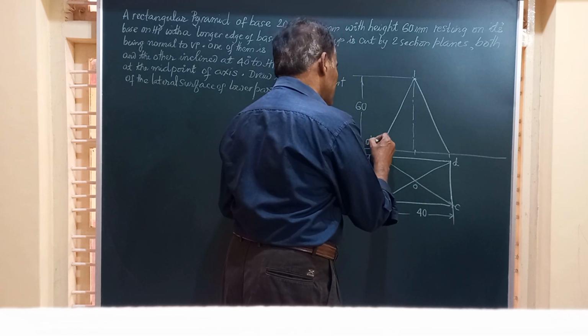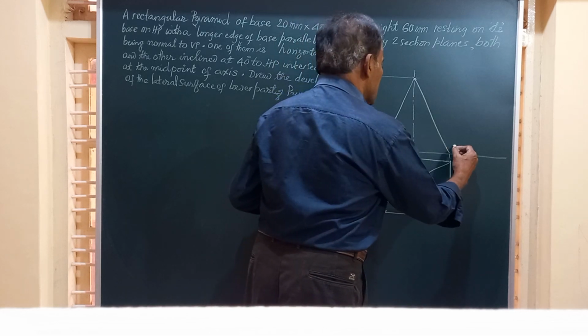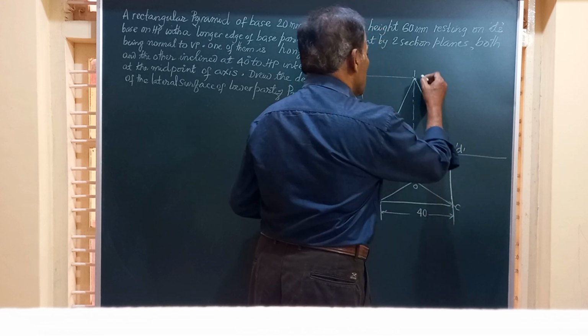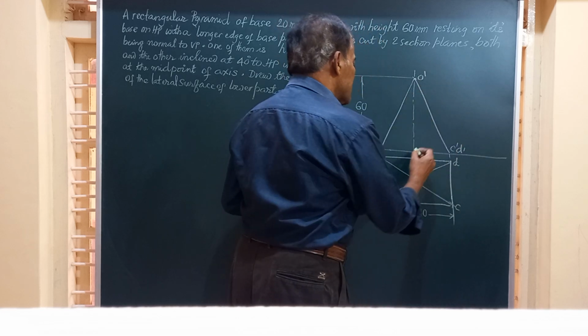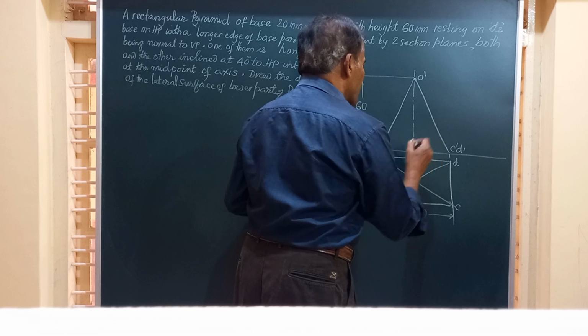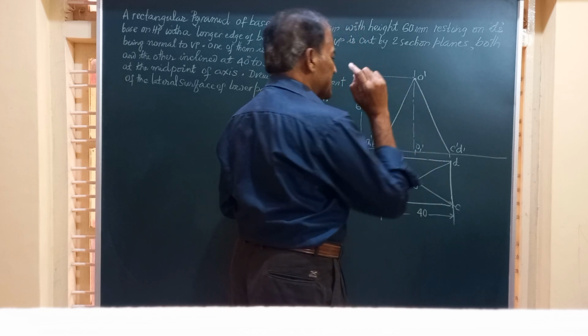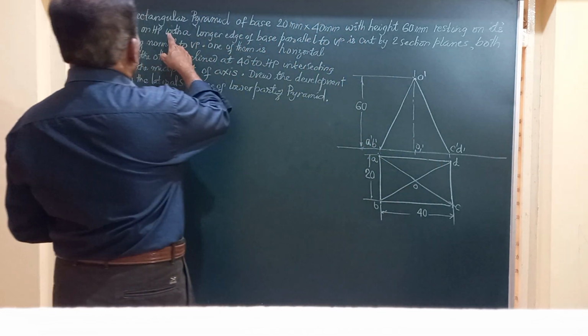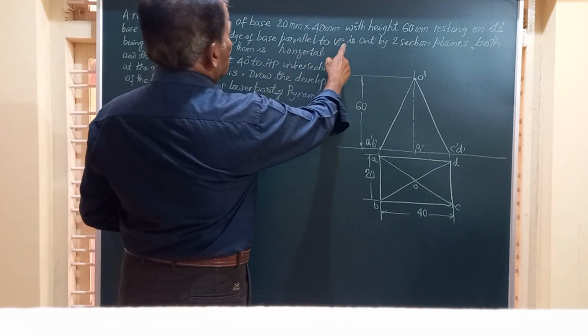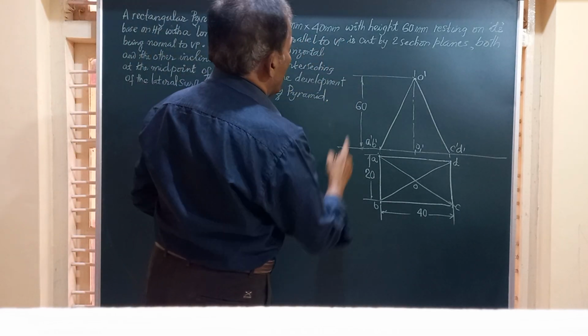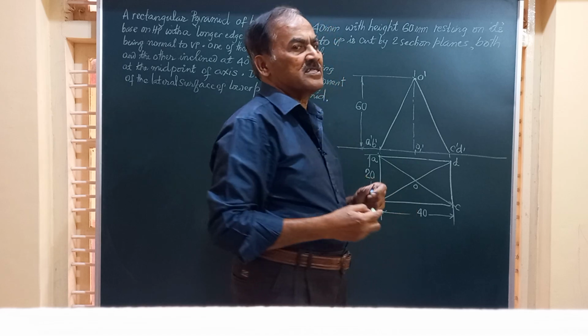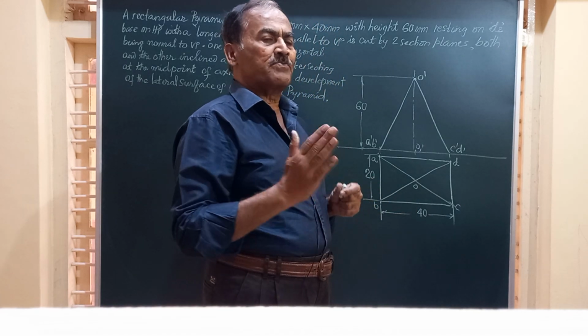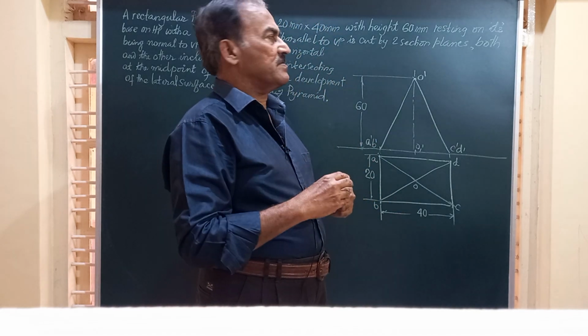So you are going to get A dash, B dash here. This is C dash, D dash. O dash is the vertex, O1 dash is the center of the base, and this is the axis of the solid. So we have completed the question up to positioning of the solid, which is cut by two section planes. Now let's move on to the part where it is being cut by two section planes.